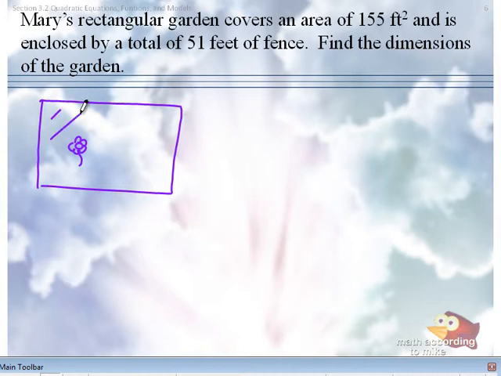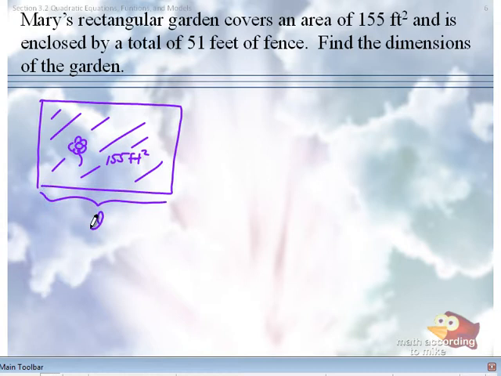We know this area in here is 155 square feet. And we know all the way around would be 51 feet. We have two formulas at work. What two formulas are we working with here? Area and perimeter. So for funsies, let's call this L. Let's call this W.